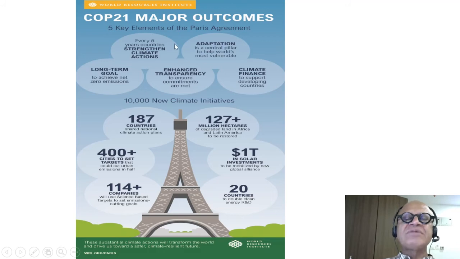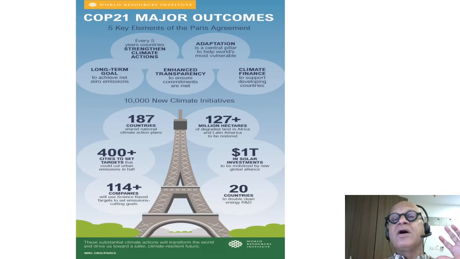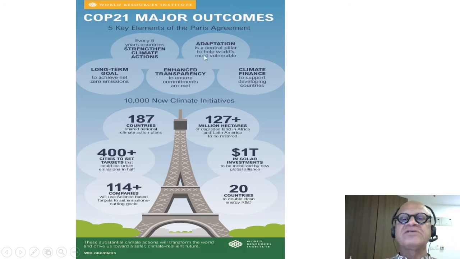Nonetheless, 5 key elements of the Paris Agreement. Every 5 years, countries strengthen climate action. So even if we are behind, we can jig the commitments. Long-term goal to achieve net zero emissions. Okay, that's still not the same as decarbonization, where the system has to move away from carbon, but net zero emissions doesn't mean there will be zero emission, but there will be carbon taken out that is emitted. So anything that we emit that is inevitable will be taken out by technology like BECCS, carbon capture and sequestration, and various other methods. Adaptation is a central pillar to help the world's most vulnerable.